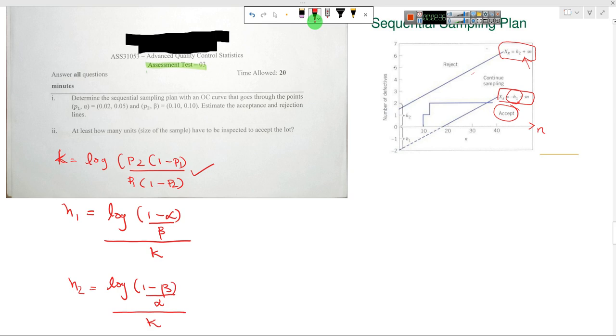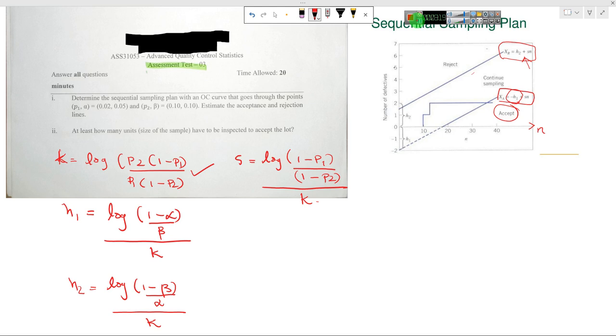After that we have to find another quantity called s. s is nothing but log of (1 minus p1) divided by (1 minus p2), divided by k. We have to find these values because s is also in the equations of the acceptance and rejection lines. Now first let's read this question and then we will understand what this graph is all about.